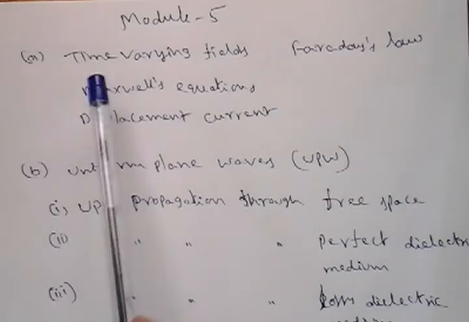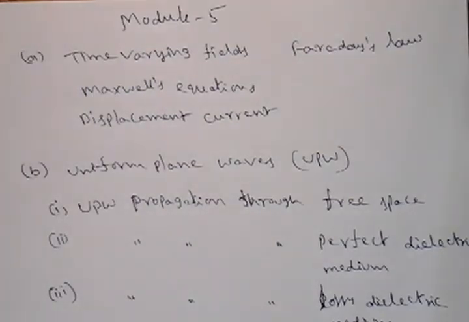So in this video we are going to see about module 5. Module 5 has two parts mainly. The first part is related to time varying fields, and this is related to Faraday's law, Maxwell's equations, and displacement current. And the second part in module 5 is about uniform plane waves.